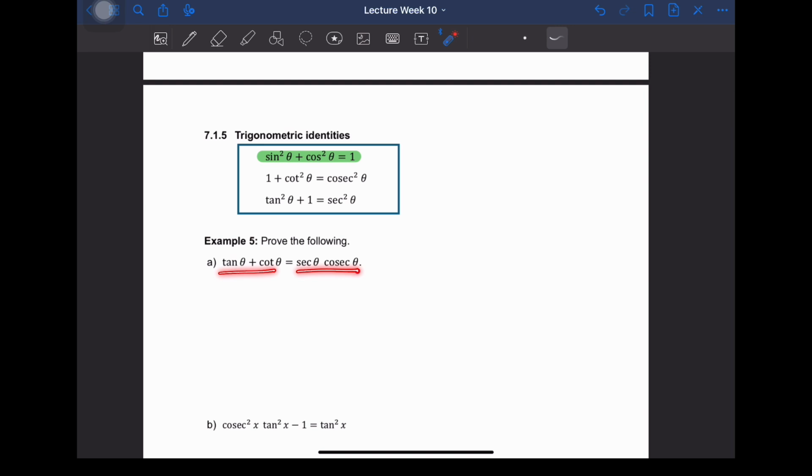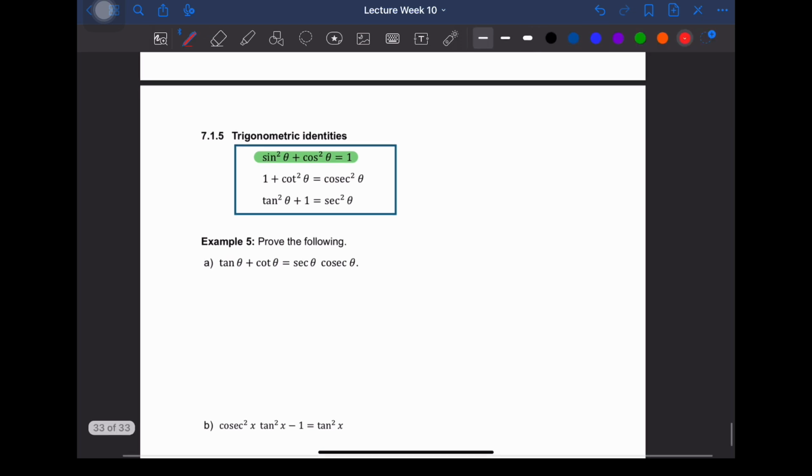So dia punya nak mudah, untuk mudah kita akan sentiasa pilih side yang lebih complicated, lebih panjang. Okay, so side yang lebih panjang in this case dia macam sama je level dia lebih kurang. So saya pilih yang belah kiri. So I start from left hand side.